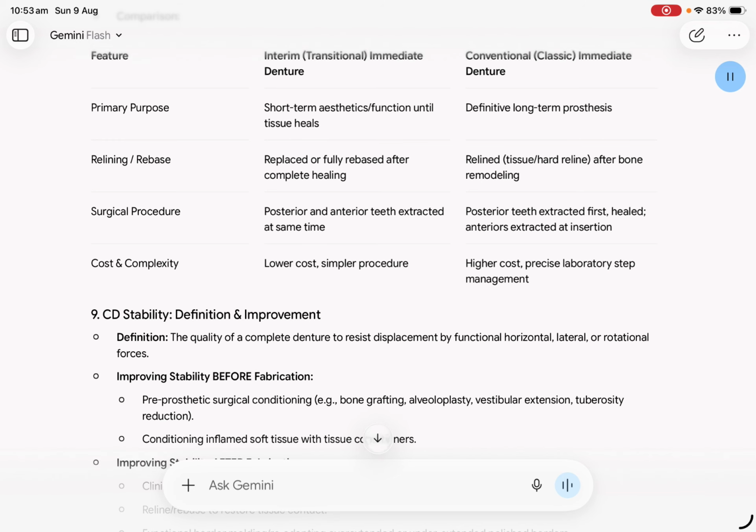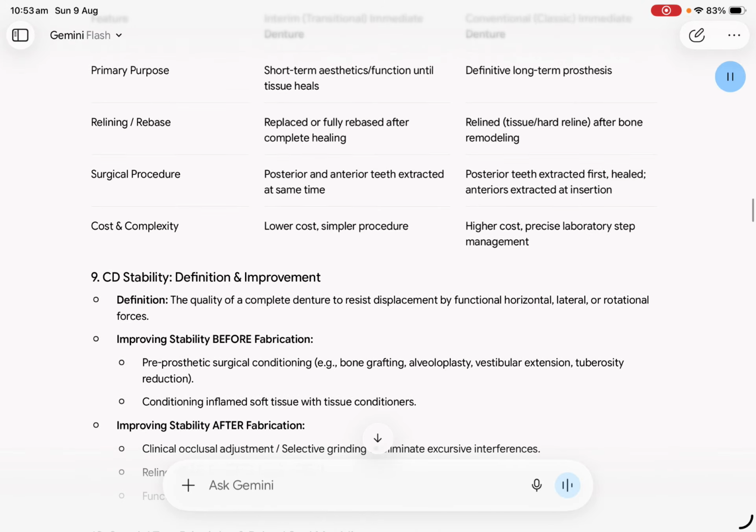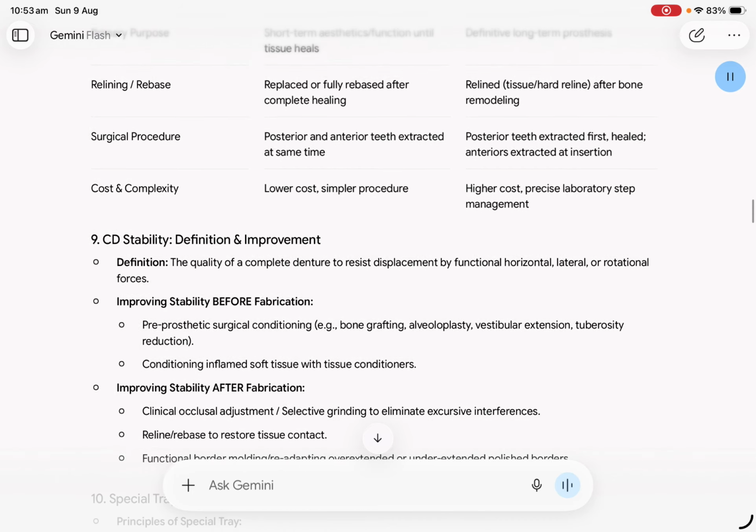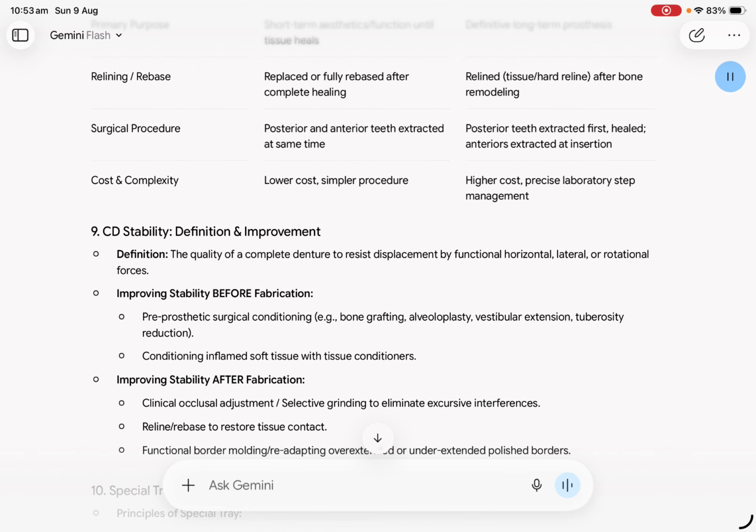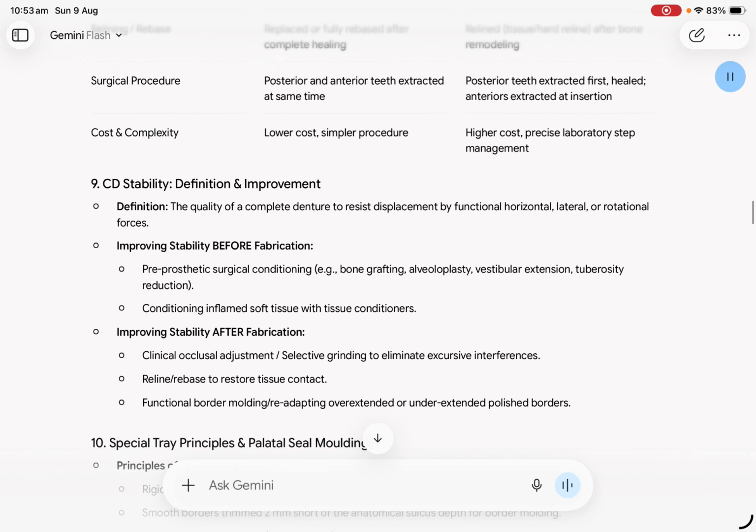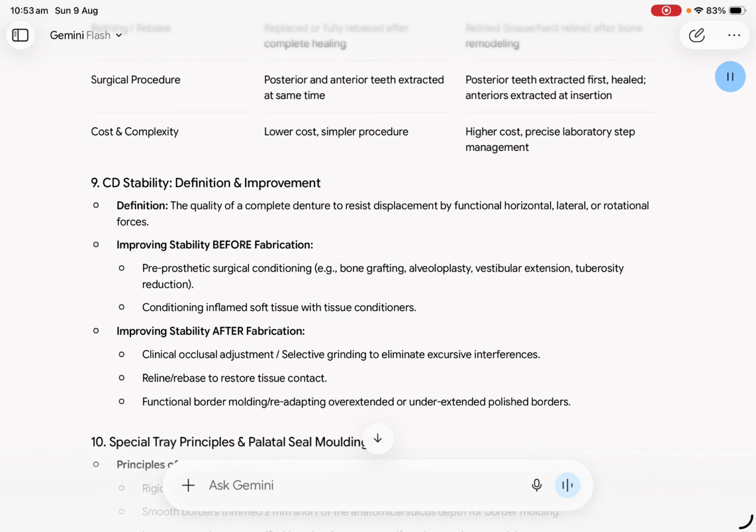9. CD stability, definition and improvement. Definition. The quality of a complete denture to resist displacement by functional horizontal, lateral, or rotational forces. Improving stability before fabrication. Pre-prosthetic surgical conditioning, e.g., bone grafting, alveoloplasty, vestibular extension, tuberosity reduction. Conditioning inflamed soft tissue with tissue conditioners.